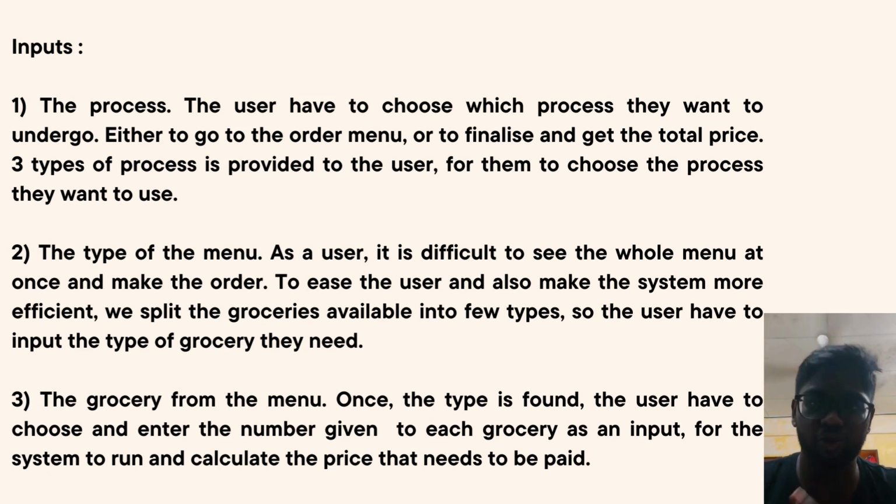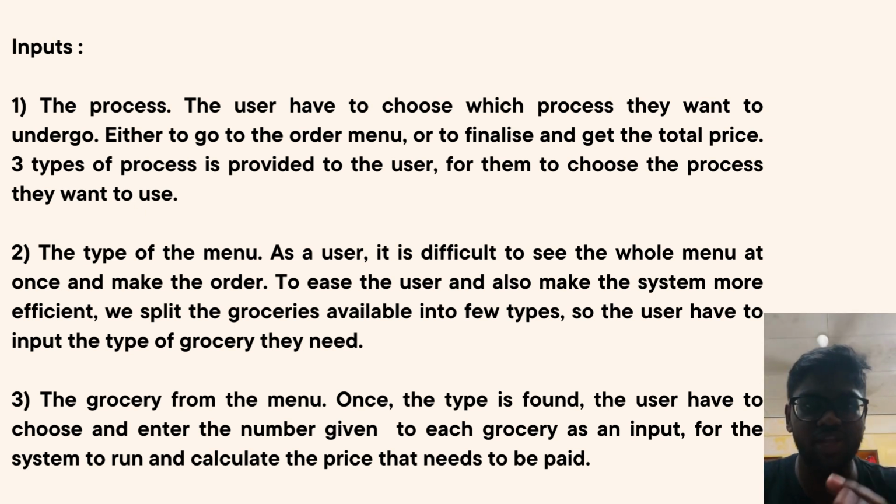Second, the type of the menu. As a user, it is very difficult to see the whole menu at a time. To ease the user and also to make sure the system is more efficient, we split the groceries available into a few types, and so the user has to input the type of grocery that they want to buy.